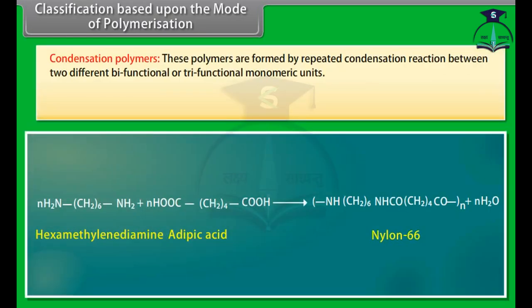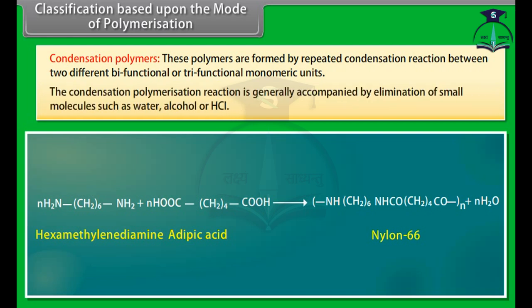Condensation polymers. These polymers are formed by repeated condensation reactions between two different bifunctional or trifunctional monomeric units. The condensation polymerization reaction is generally accompanied by elimination of small molecules such as water, alcohol, or HCl. For example, Nylon 66 is formed by condensation of hexamethylene diamine with adipic acid.